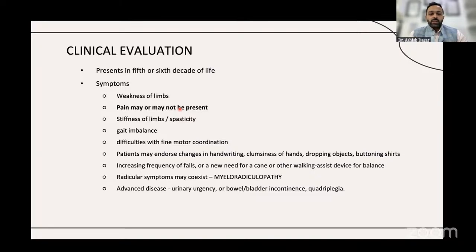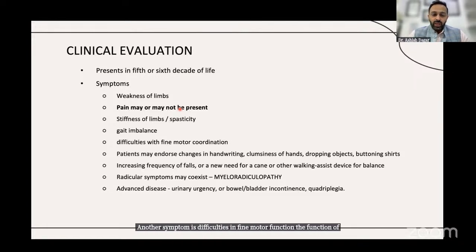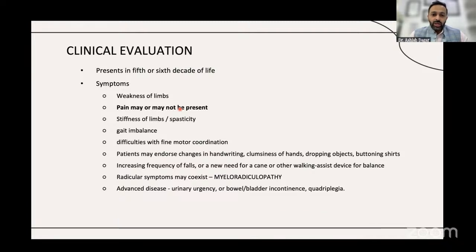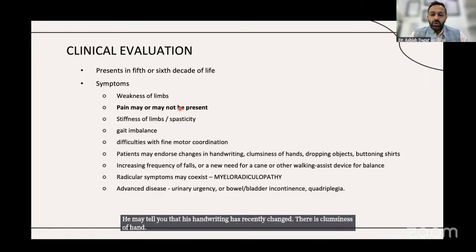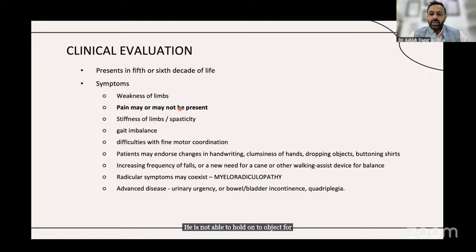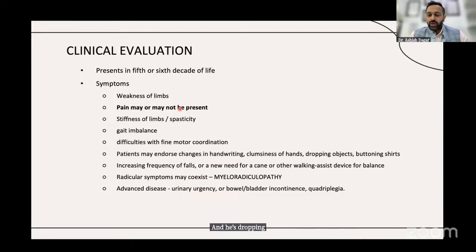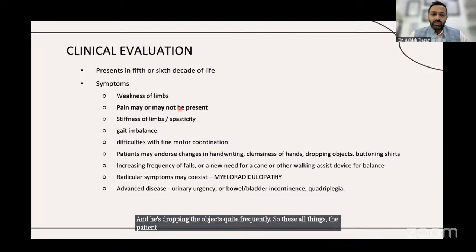Another symptom is difficulty in fine motor function. The function of the hand and tips of the fingers is lost early in myelopathy patients. He may tell you that his handwriting has recently changed. There is clumsiness of the hand. He is not able to hold on to an object for a long period of time. He is not able to button or unbutton his or her shirt, and he is dropping objects quite frequently. So the patient might present with all these symptoms.